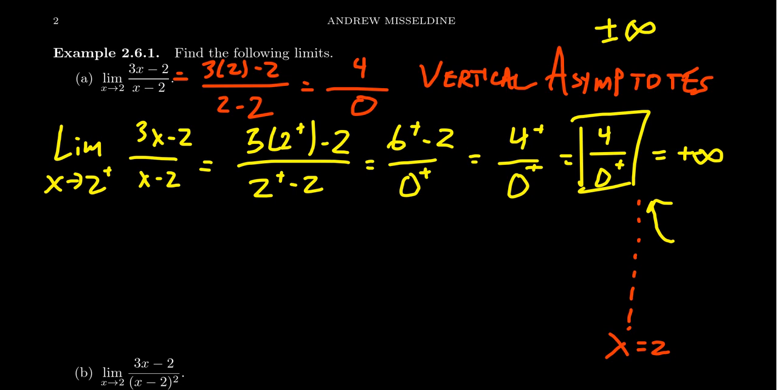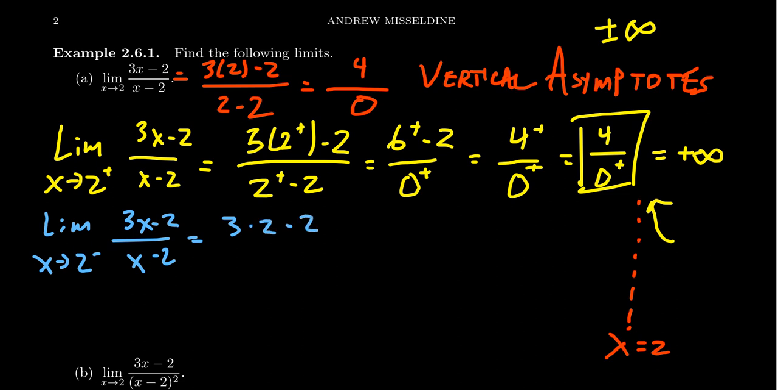On the other hand, if we take the left-handed limit, so we're going to take x as it approaches 2 from the left of 3x minus 2 over x minus 2, then plug in 2 here. For the numerator, we can get away with a 2, right? You're going to get 3 times 2 minus 2. On the bottom, you're going to get 2 minus minus 2. Because again, in the numerator, you're going to end up with a 4 again. Technically speaking, it would be 4 minus. That is, we're approaching 4 from the left.